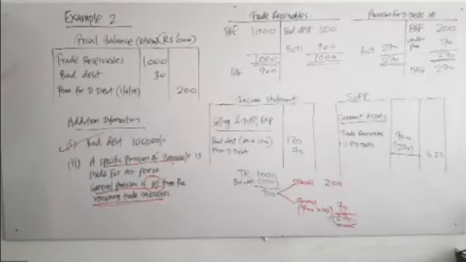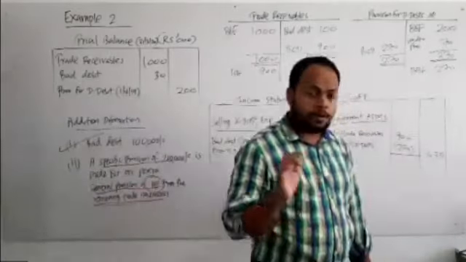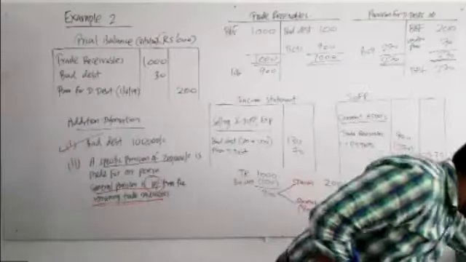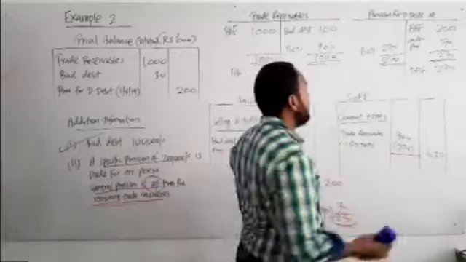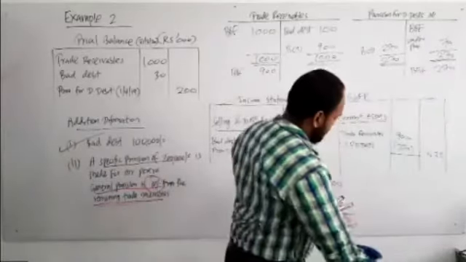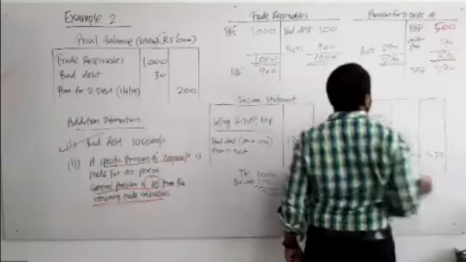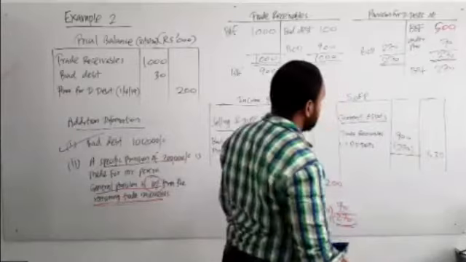Right. So let's say the brought forward balance is 500. Then what do you do?